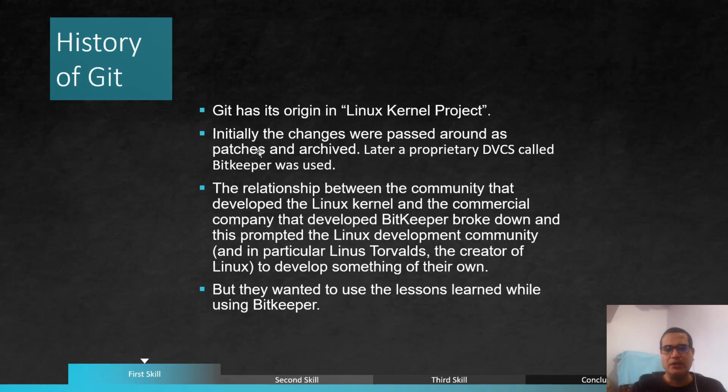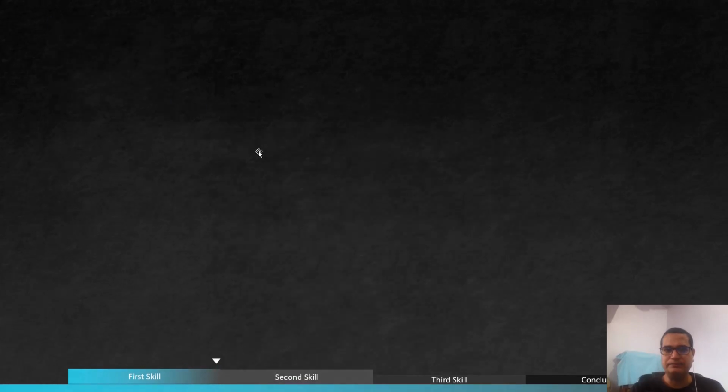In order to create the new version control, they wanted the advantages which BitKeeper used to provide them. They wanted to use the lessons they learned while using BitKeeper. There were a lot of advantages which BitKeeper provided, and they wanted the new system also to have those advantages. So let's look at what those advantages were.